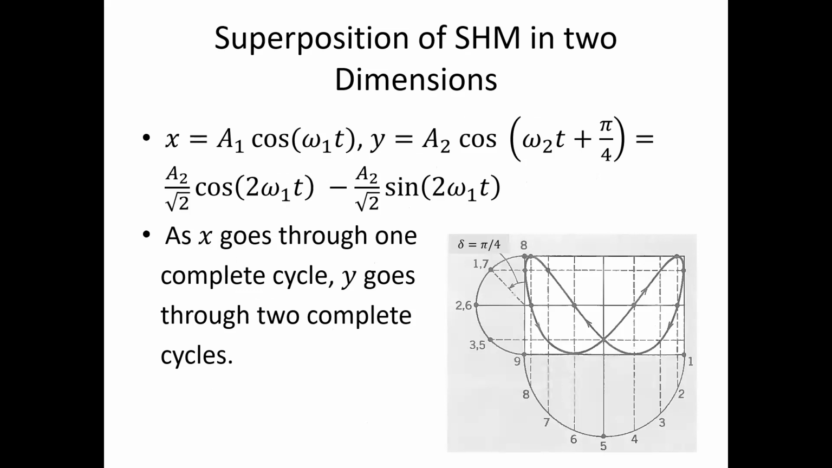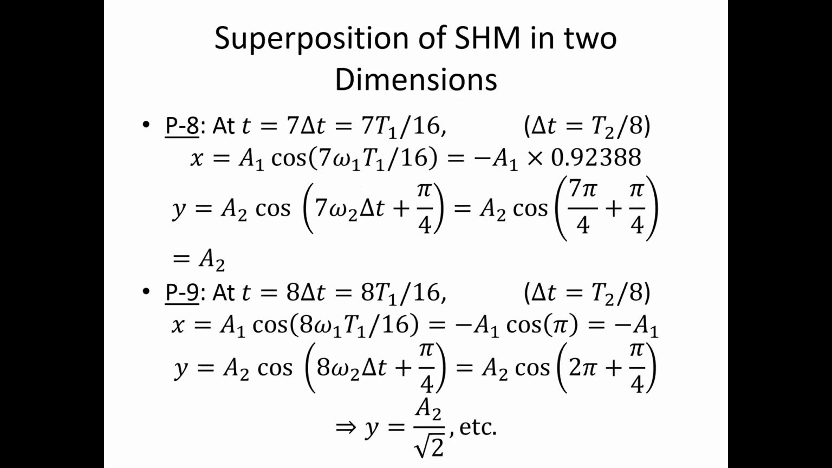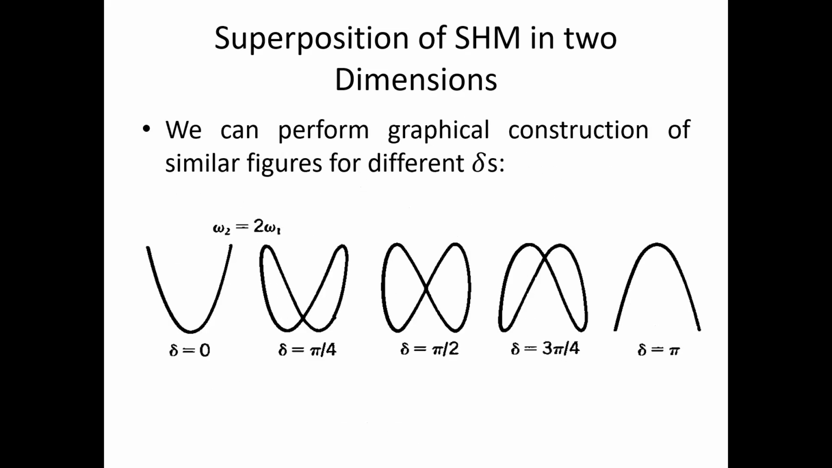We can actually see this on an oscilloscope. If you apply two sinusoidal signals in the perpendicular directions, to the x and y channels of the oscilloscope, we can see it on the oscilloscope screen. We can perform graphical constructions of similar figures for different deltas. So these are some examples.